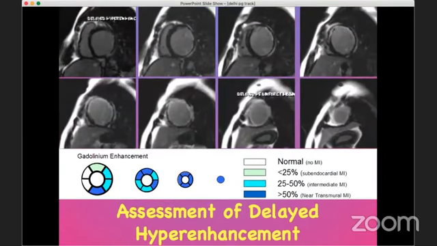Once this is done, we wait for 8 to 10 minutes based on the myocardial nulling, and this is something that requires a little bit of practice and expertise. And then we re-image these patients with a sequence called PSIR, which is basically a 10-minute post-gadolinium sequence, and we look for hyper-enhancement or white enhancement in the wall of the myocardium.